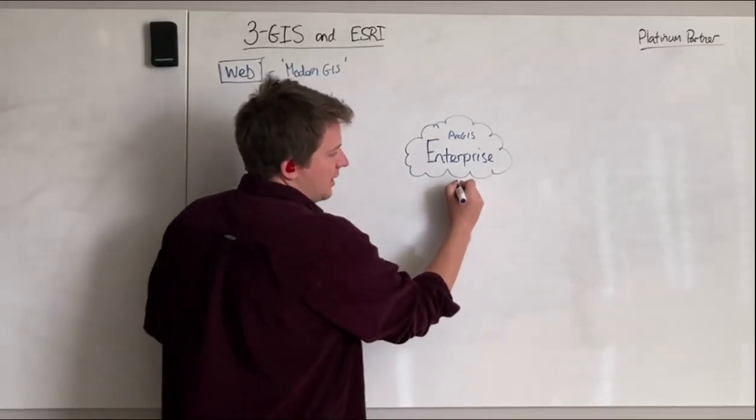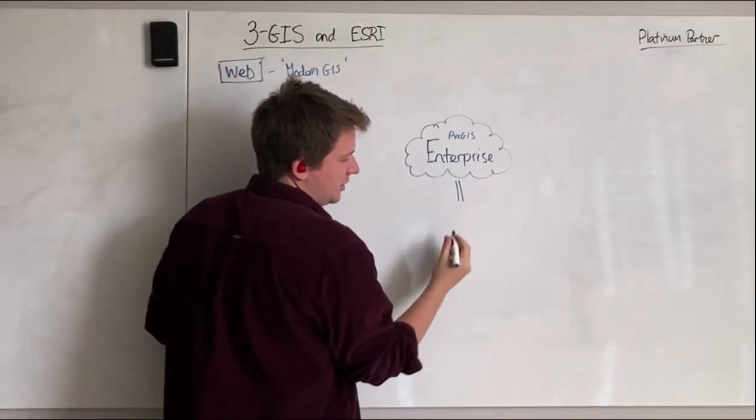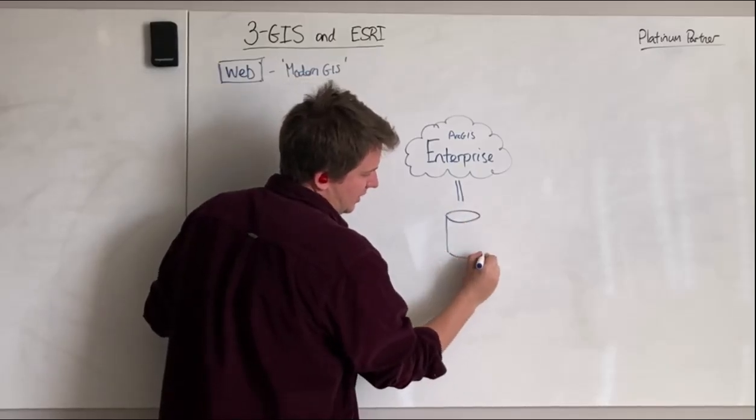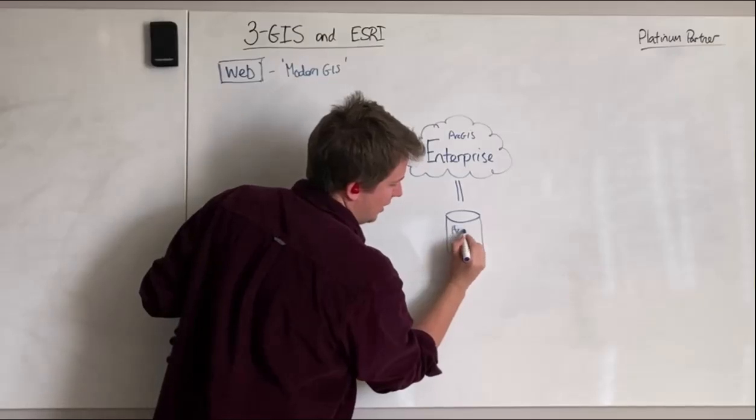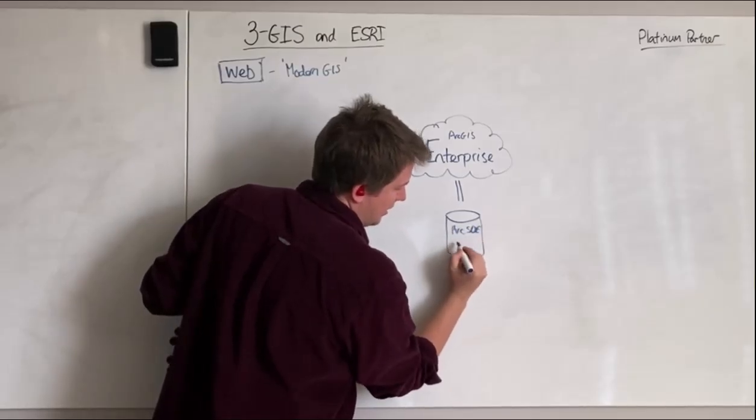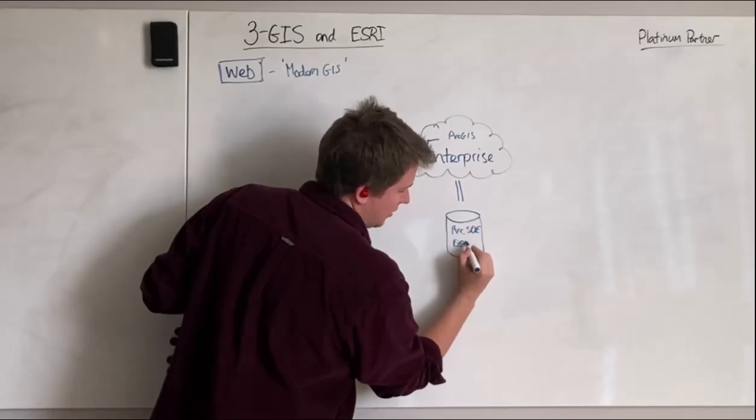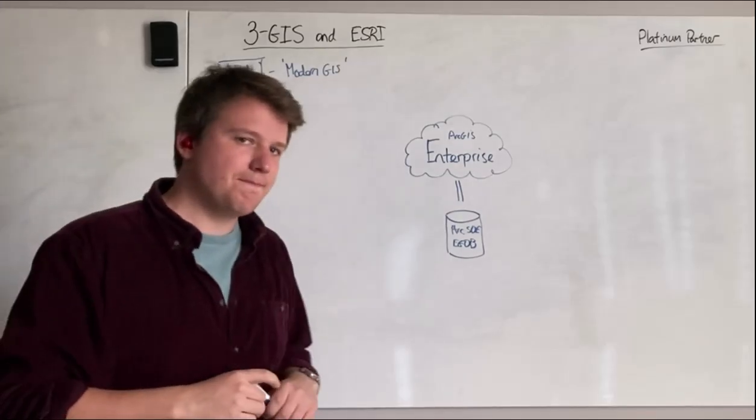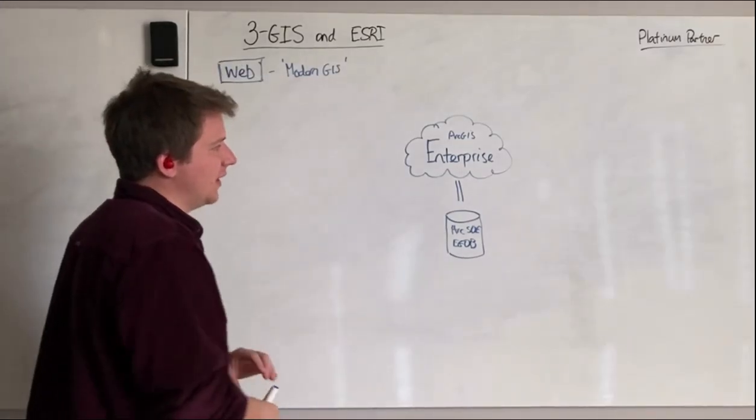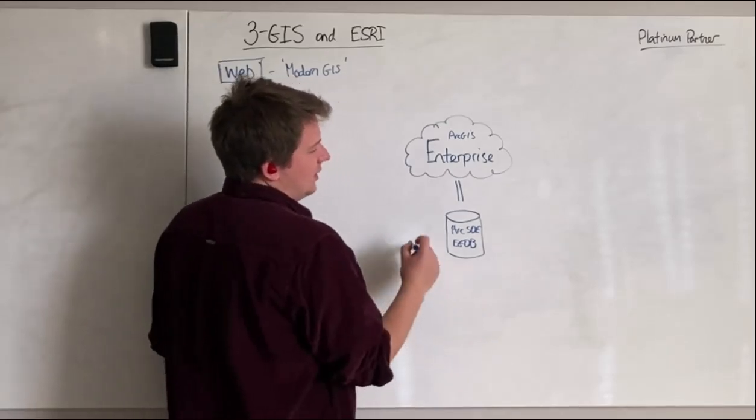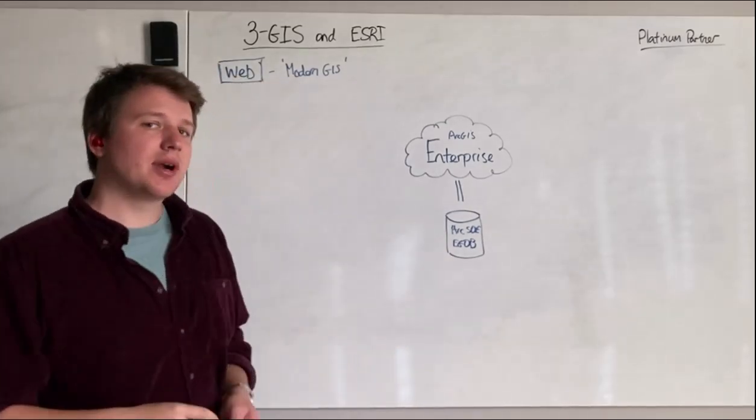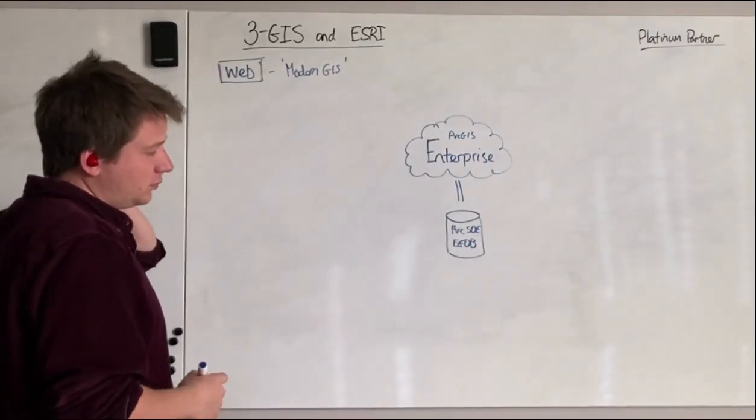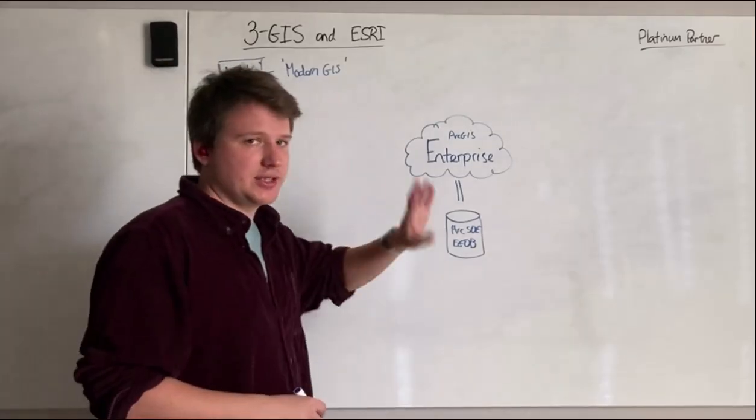ArcGIS Enterprise always connects to data. We always need to put data down below. I'm going to draw a database in here, and this is an ArcSDE Enterprise Geodatabase, standard. Nothing crazy there. We've got data sat here. We're exposing that data to ArcGIS Enterprise, and then you can do things that you're used to, like create applications off of that.